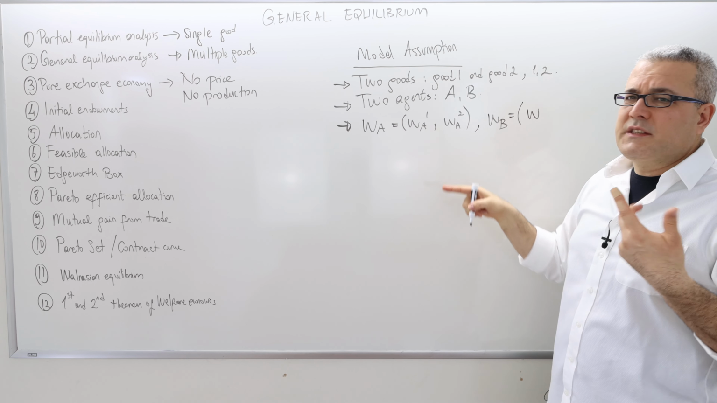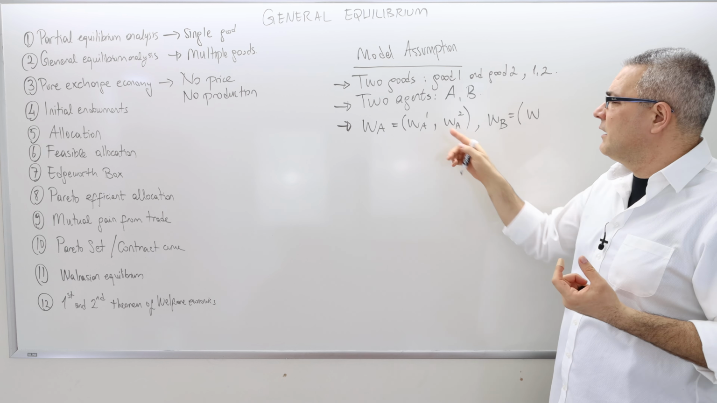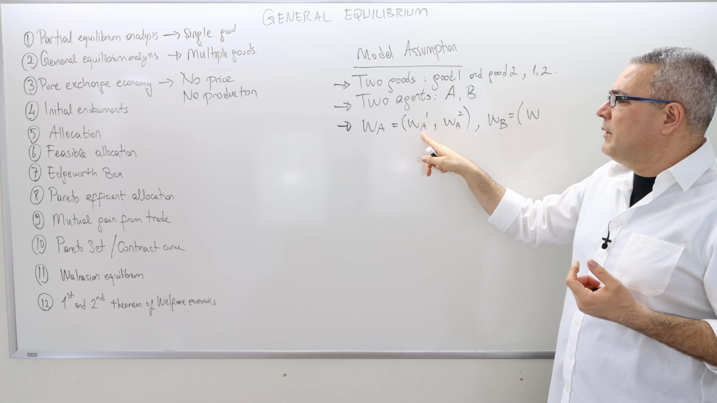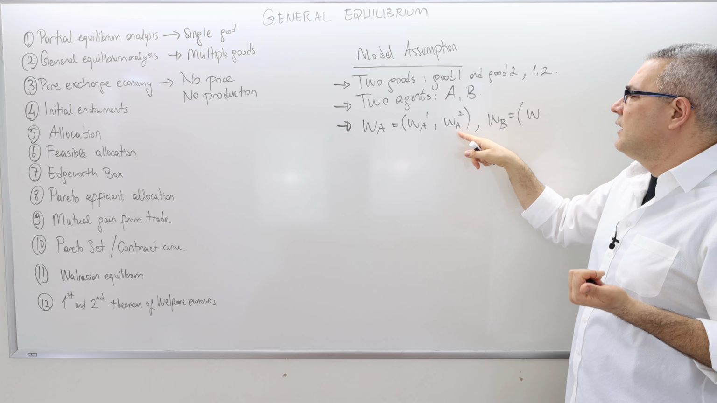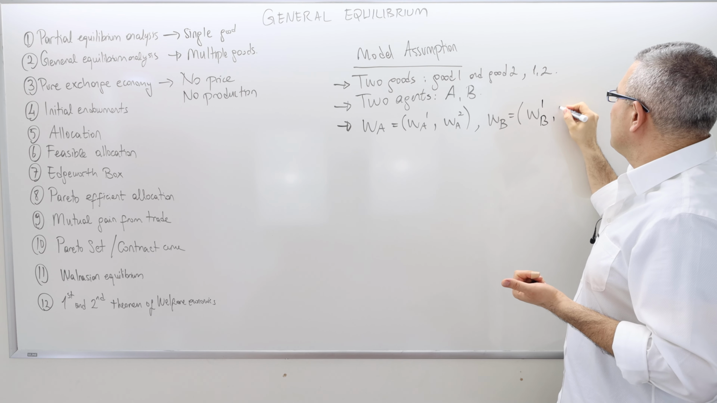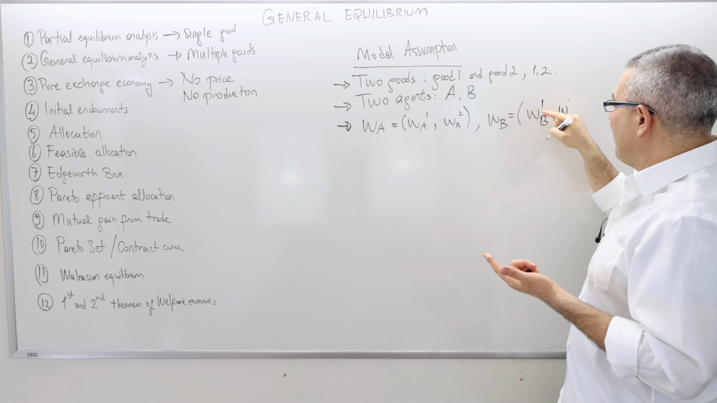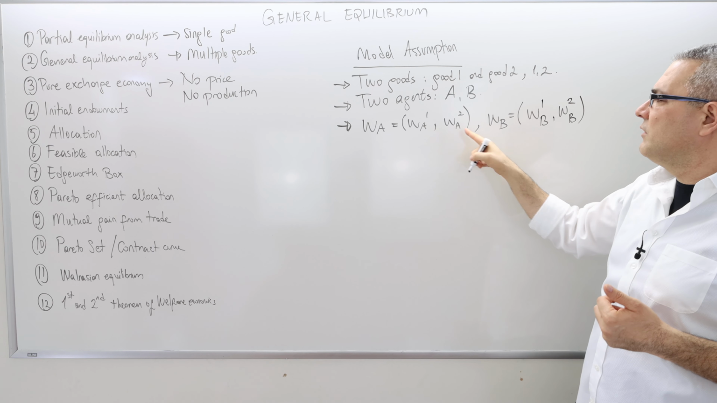If good 1 is apples and good 2 is bananas, which is my standard example, apples and bananas, then this is how many apples agent A brings, how many bananas he brings, and this is how many apples and how many bananas agent B brings. These are real numbers.